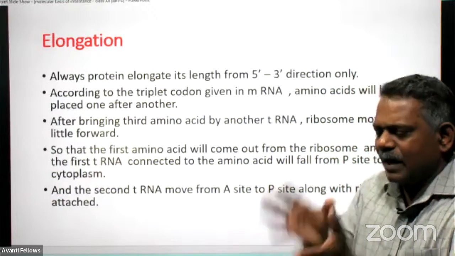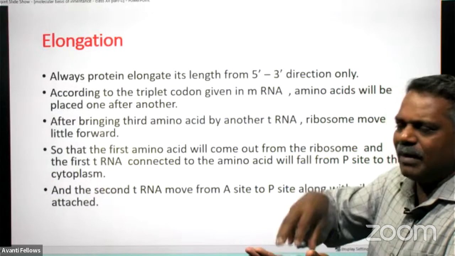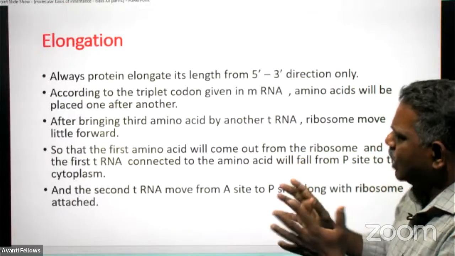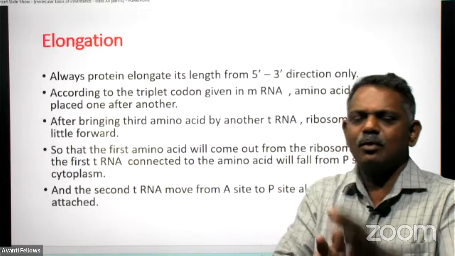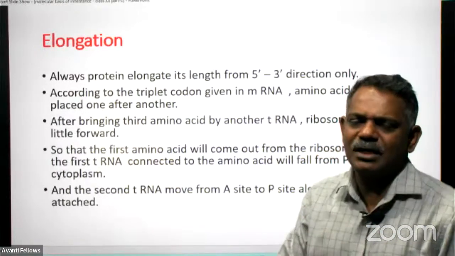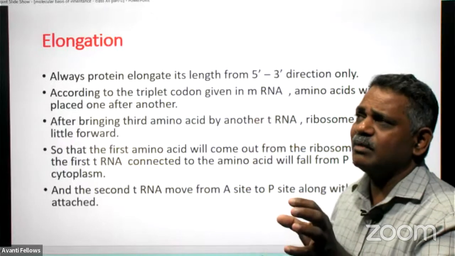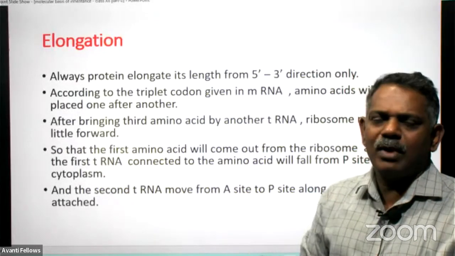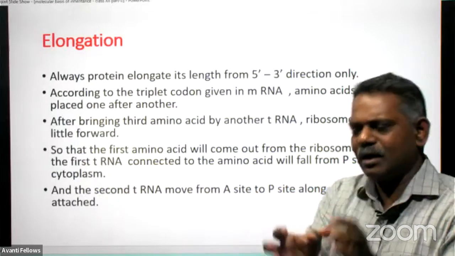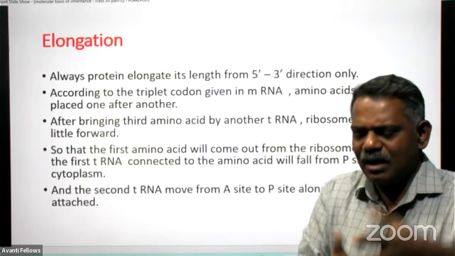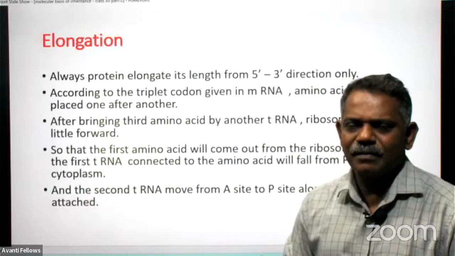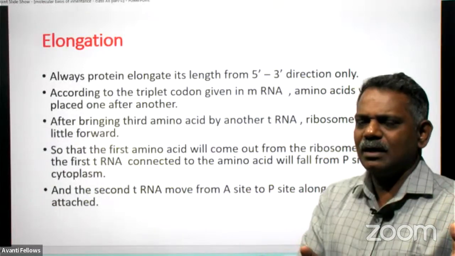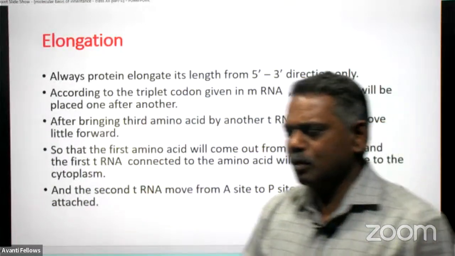So first of all, the ribosome is there. There are three binding sites there: the A site, the P site, and the E site. The first amino acid, the methionine, is placed at the center, the P site. And a second tRNA carries another amino acid and places it in the A site. Now the E site is free. After placing these two tRNAs on the A site as well as the P site, the ribosome moves a little forward. So what happened? From the P site, the tRNA moves to the E site, and from the A site, the tRNA moves to the P site.